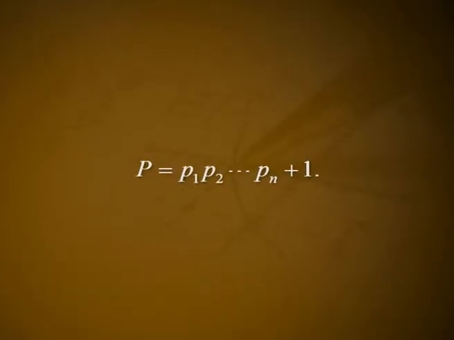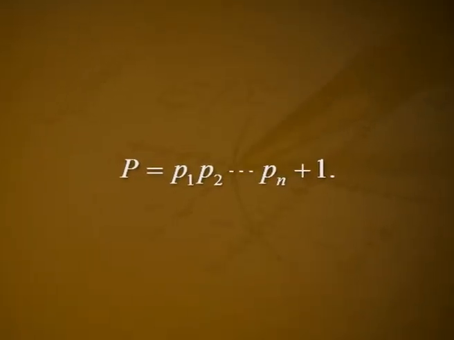Now consider the positive integer P equal to P1 times P2 times etc. times Pn plus 1. Because P is greater than 1, we may put the fundamental theorem of arithmetic to use to conclude that P is divisible by some prime p. But P1, P2, etc., Pn are the only prime numbers, so that p must be equal to one of P1, P2, etc., Pn.